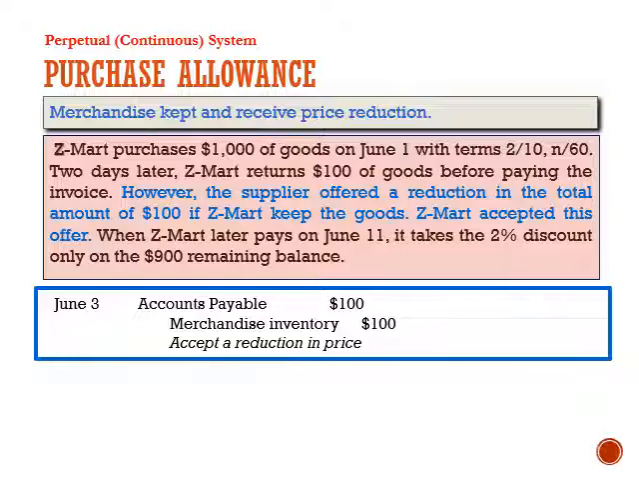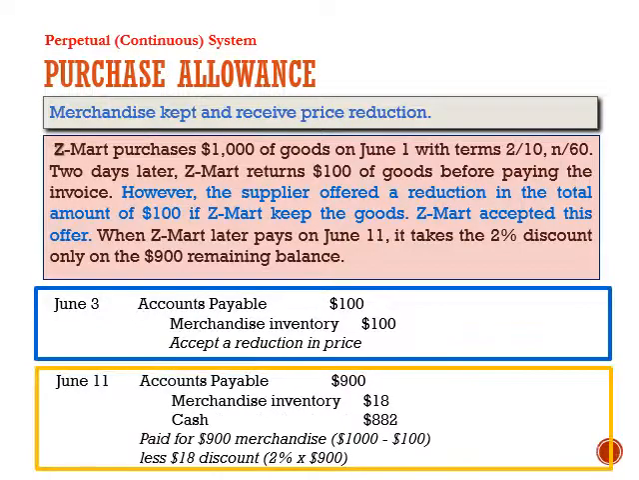When Z-Mart paid its debt on June 11, it takes the 2% discount on the balance of debts. So it records a reduction in debts of $900, a discount for goods as a reduction in inventory, and a payment of cash of $882, which is $900 minus the discount, as settlement of its debts. As you can see, the records will be the same for the purchaser.